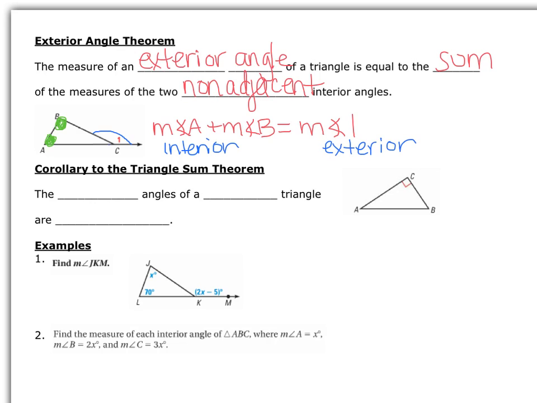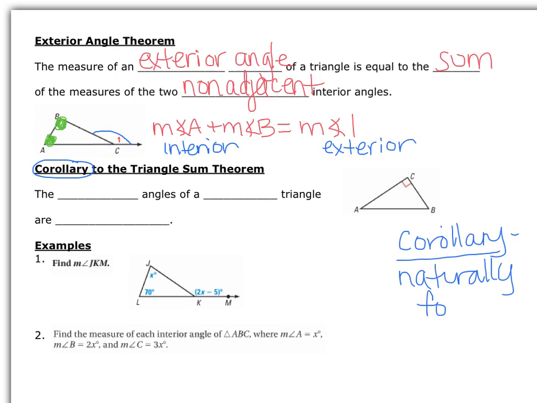All right, the last little theorem we're going to use is called the corollary to the triangle sum theorem. I know this is kind of a silly word, and I don't want you to get caught up on it, but really a corollary, let me spell it correctly, all that term really means is that it's resulting from something else. So it naturally follows, kind of like it's common sense, naturally follows from another thing.